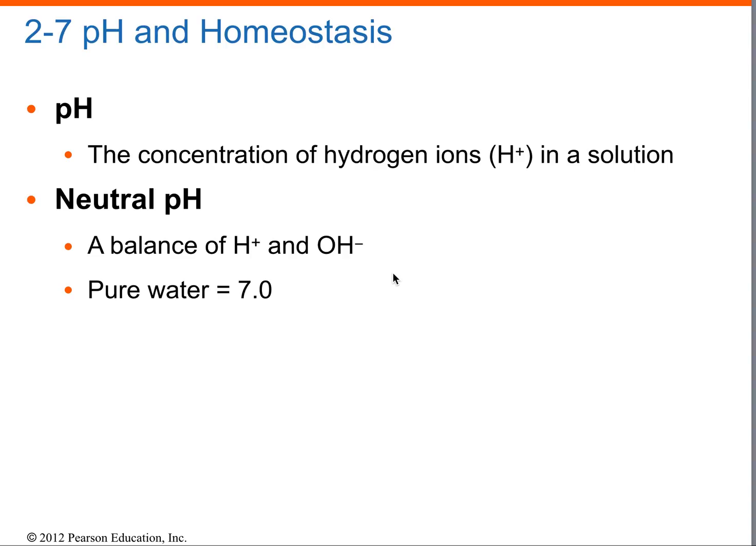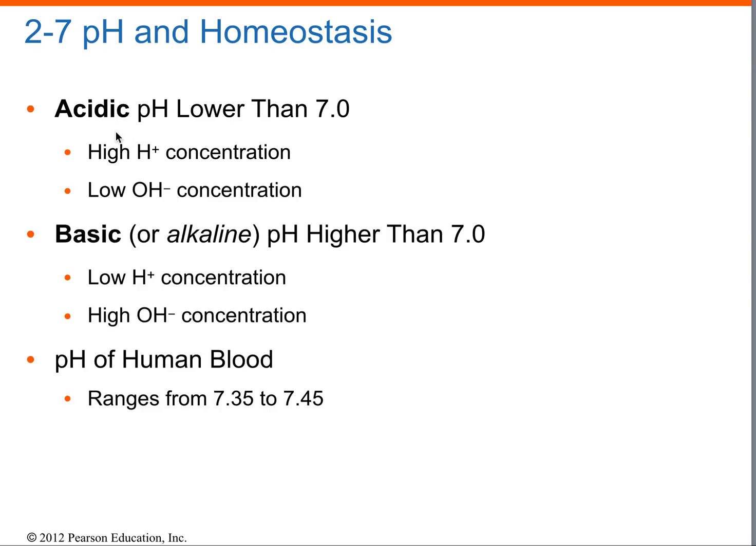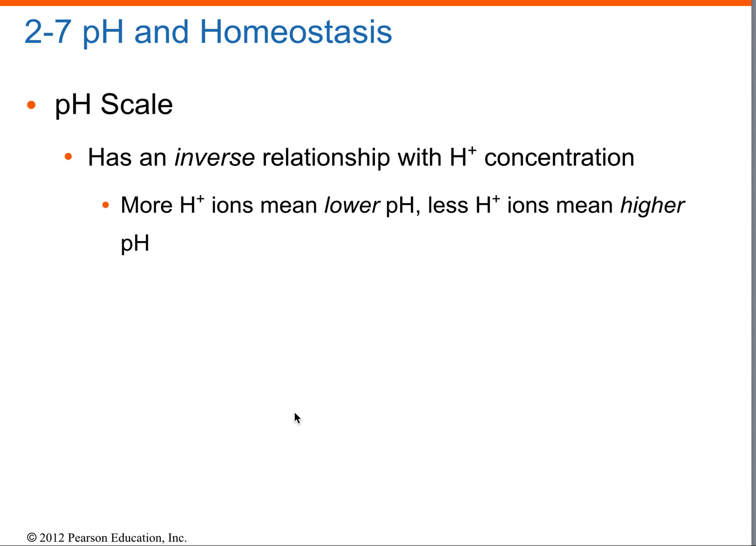Okay, so what is pH? Well, it's a concentration of hydrogen ions or acid in solution. If you have a neutral pH, it's a 7.0. So if I look at this, acidic is lower than 7.0, basic is higher than 7.0. But if you look at the blood, it's slightly basic because it's above 7.0 and it's within the range of 7.35 to 7.45. That is the normal pH of blood.